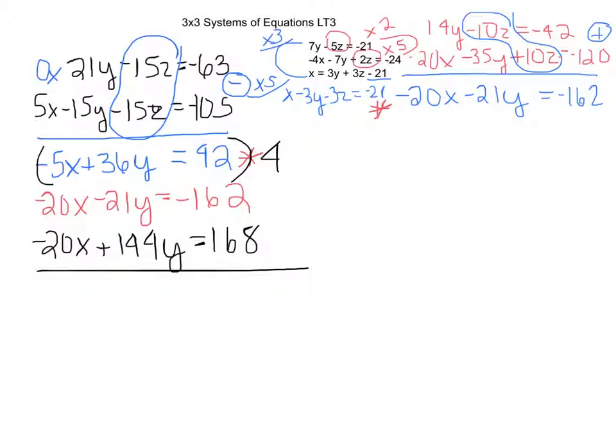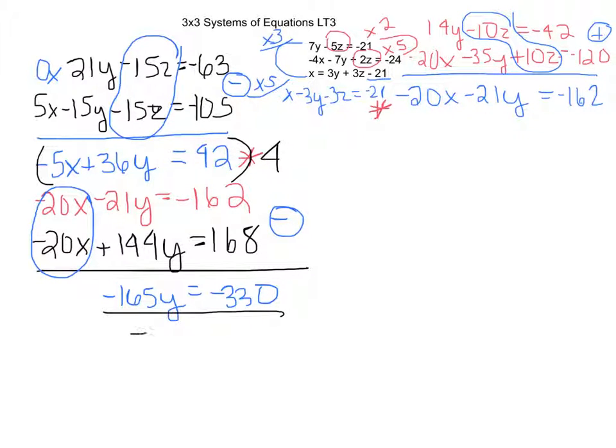Okay, so now, once again, I'm actually going to subtract these two equations because -20x minus -20x is going to cancel out. So then we have -21y minus 144y, getting me -165y. So then we have -162 minus 168, which is -330. Last thing to do to solve for y is divide both sides by -165. So then -330 divided by -165 gets us a y value of 2. That was a lot of work.